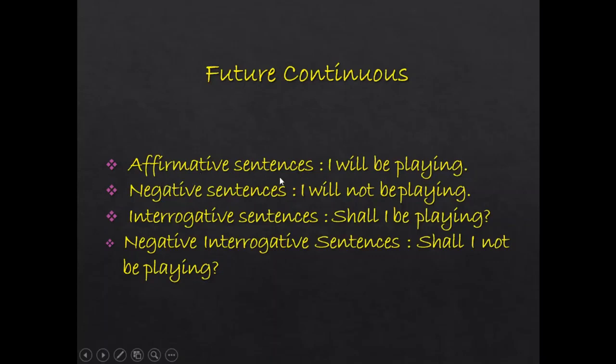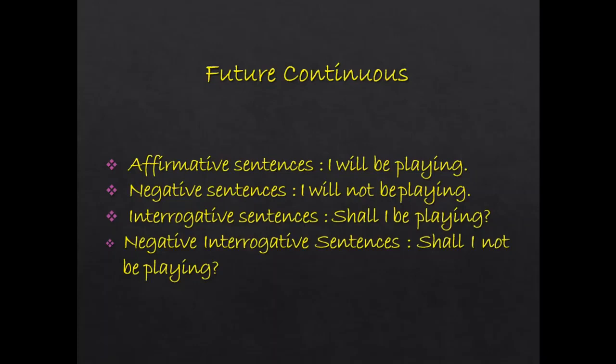Affirmative sentences in a future continuous form, we write, I will be playing. Negative sentences: I will not be playing. Interrogative sentences: Shall I be playing? That means it is still not confirmed whether the person will be playing at some time in future or not. And negative interrogative sentence: Shall I not be playing?